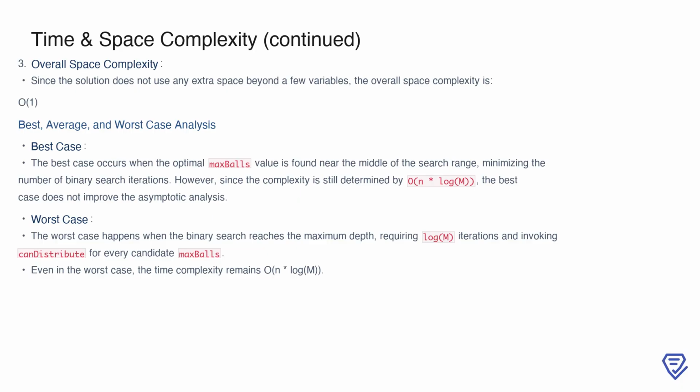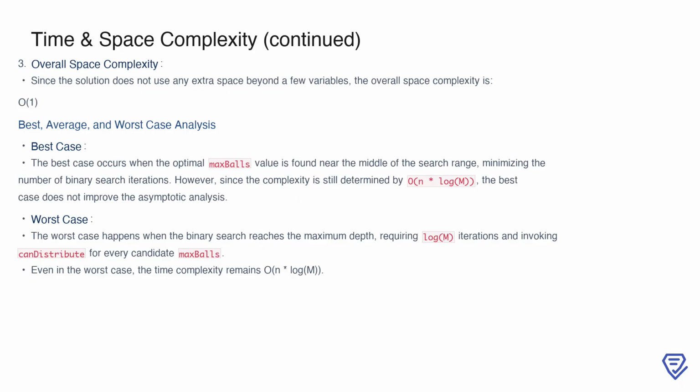Next, let's examine the best, average, and worst case scenarios. In the best case, the optimal value of maxballs is found close to the middle of the binary search range, thereby minimizing the number of binary search iterations. However, since the asymptotic time complexity is still O(n log m), this doesn't change the overall analysis.